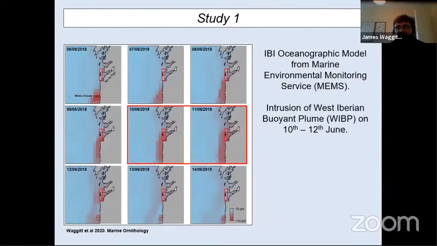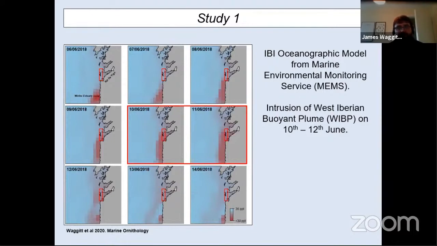And this is just some outputs from an IBI oceanographic model showing salinity. And you'll see these are the days on which we performed our seabird surveys in the outer ria. What you'll see is on the first day, the 6th of the 6th in 2018, there was a noticeable plume emerging from the Minho estuary in the south. So this is when we had the most precipitation.